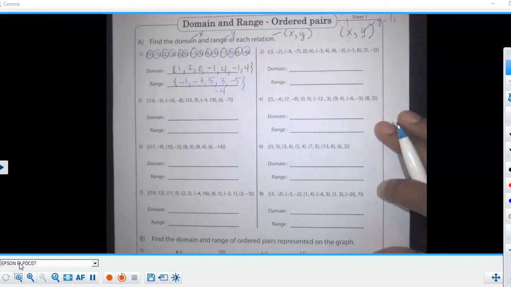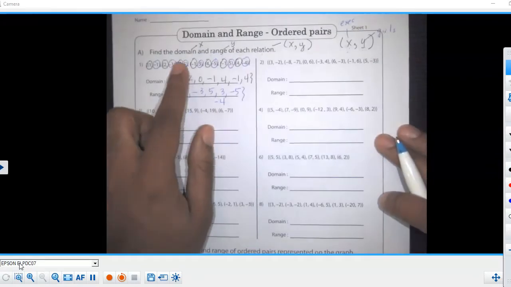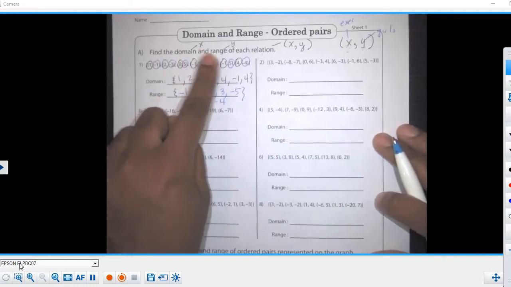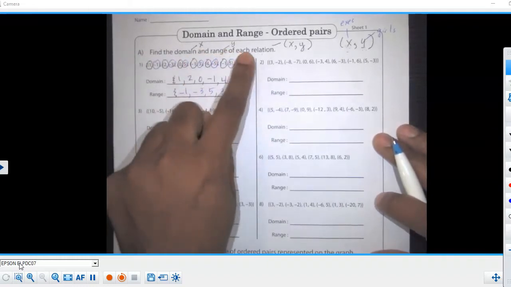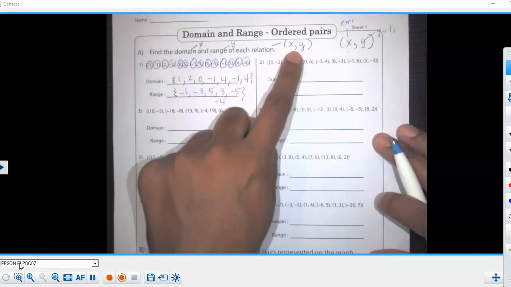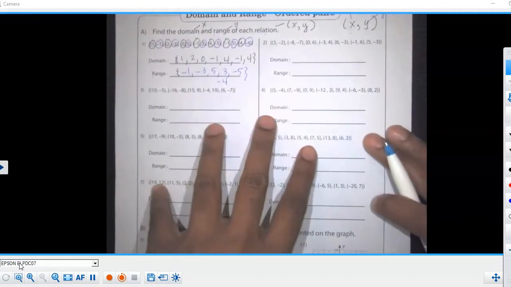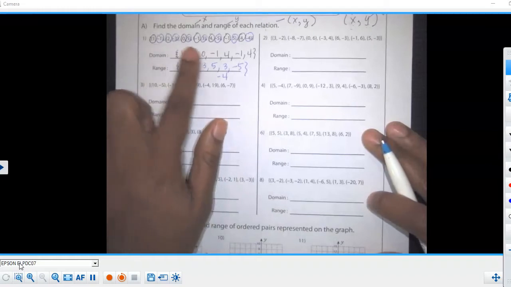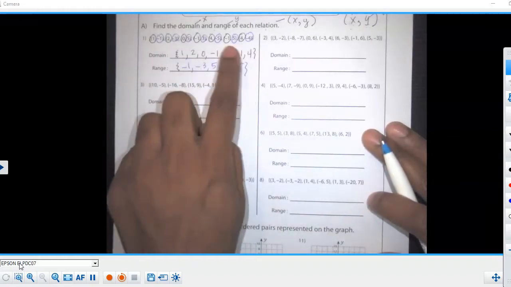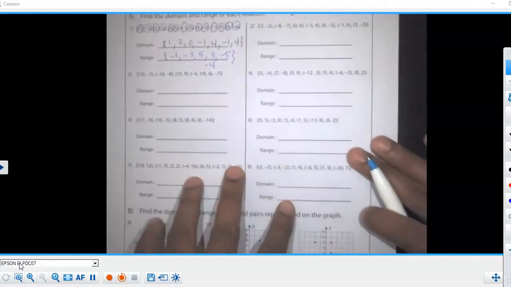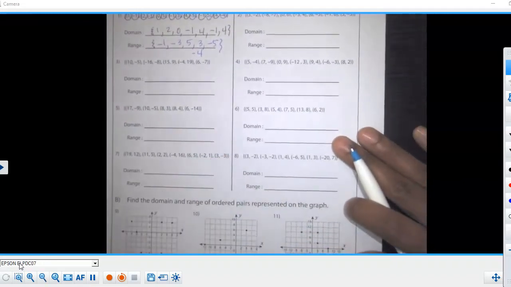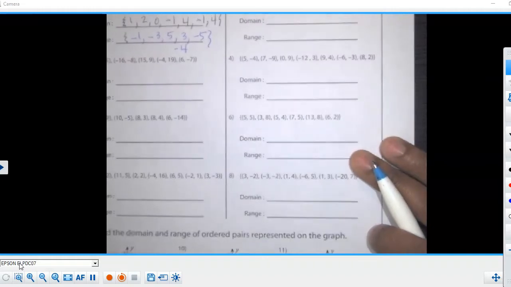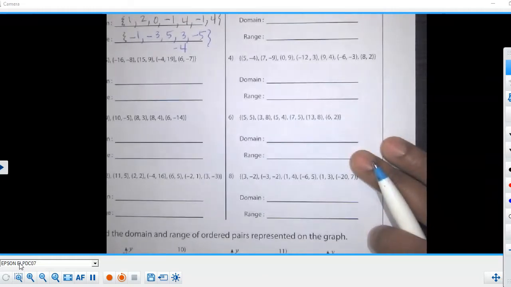Okay, so they give us relations or ordered pairs. Notice that at the top here I put find the domain, those are my x values, and range, there's my y of each relation. (x, y) is the ordered pair. In this case, I circled in black all of the domains, in blue all of the ranges. So I'm just going to go to another one. Let's zoom in real quick, and I'm going to focus this. There we go, nice and clear.